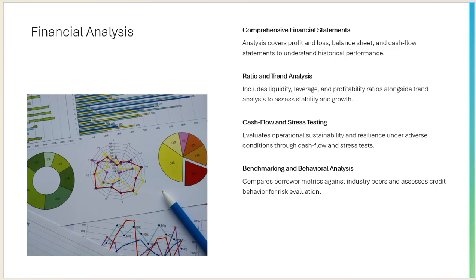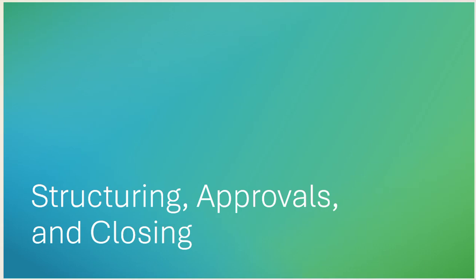So the output of financial analysis is a detailed picture of the borrower's financial health, strength, and vulnerability, forming the basis of risk assessment and the facility structure. So these are the financial analysis steps the analyst will do while doing the credit risk appraisal assessment. Let's move on to the next slide, which is the most important slide, guys, where we are going to discuss the structuring, approval, and the closing.